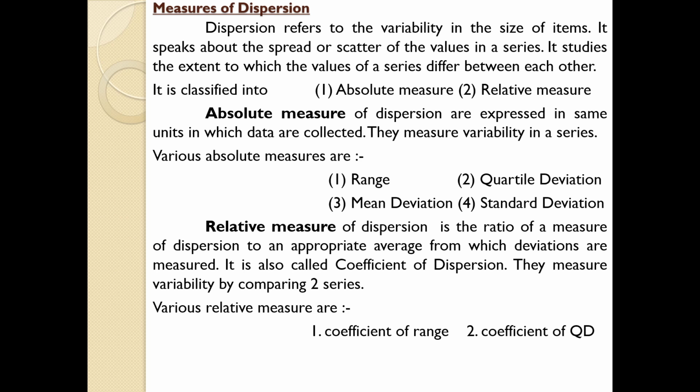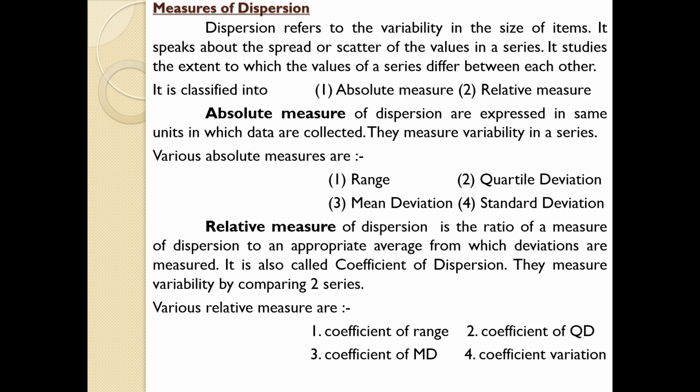it's very easy, the same terms: range, quartile deviation, mean deviation, and for standard deviation the name is different. In front of each one you need to use coefficient: coefficient of range, coefficient of quartile deviation, coefficient of mean deviation, and finally for standard deviation the name is different, coefficient of variation. Because standard deviation is mainly used to study the variability between groups as well as individual details. So it is known as coefficient of variation.